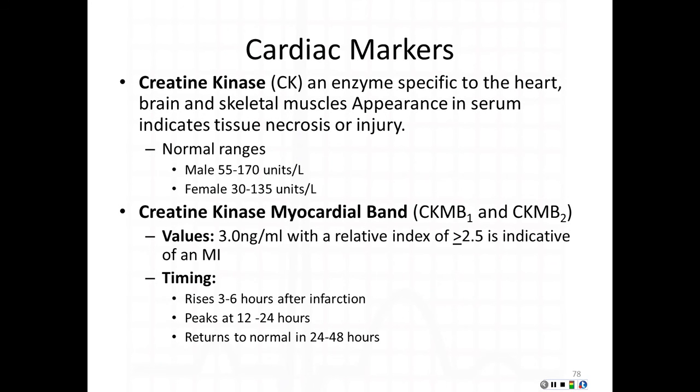So basically what we're going to be looking at is the CK-MB. Now the CK-MB 1 and 2s, most places we're just going to say CK-MB. Typical values are 3 nanograms per milliliter. And a relative index of greater than 2.5 is indicative of an MI. That relative index is basically a ratio between your CK and your CK-MB. So if it's greater than 2.5, then you're pretty sure that you've had an MI.